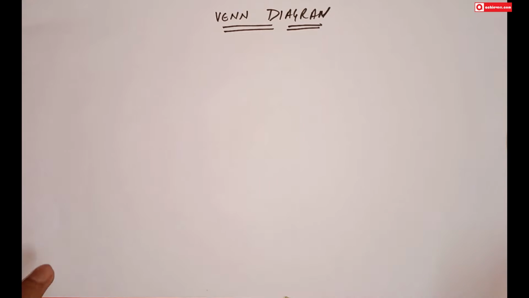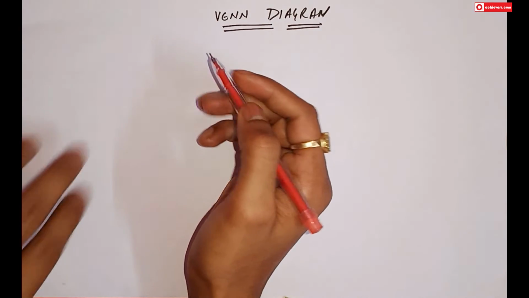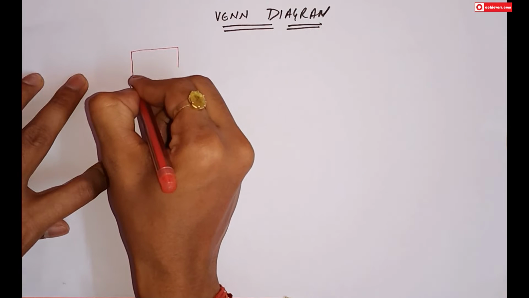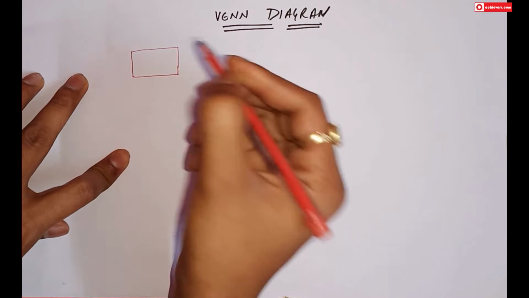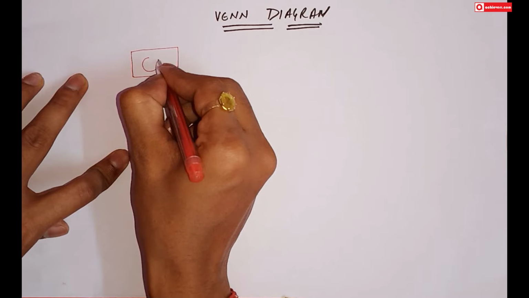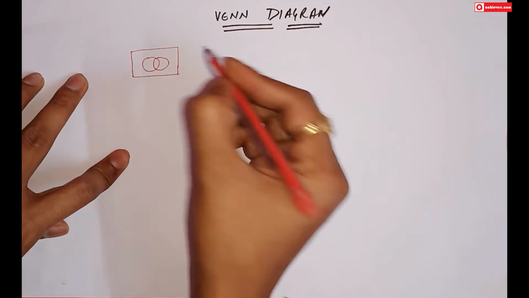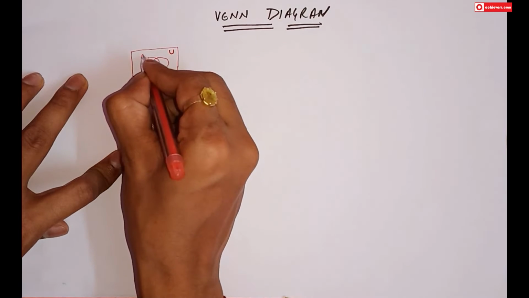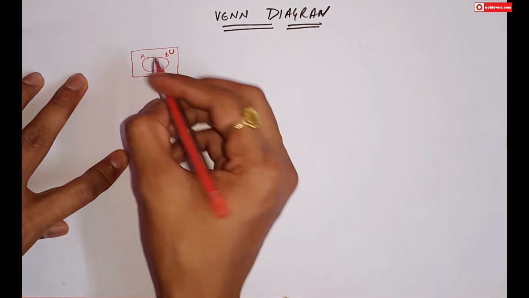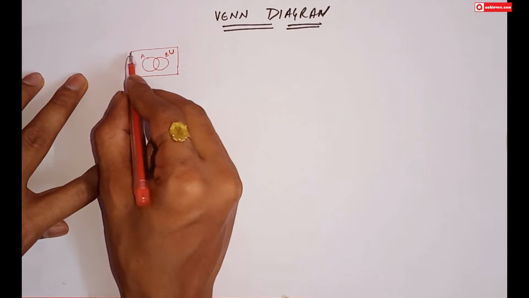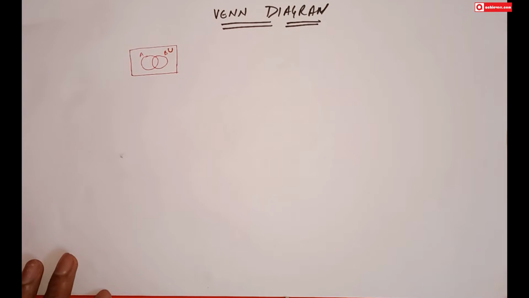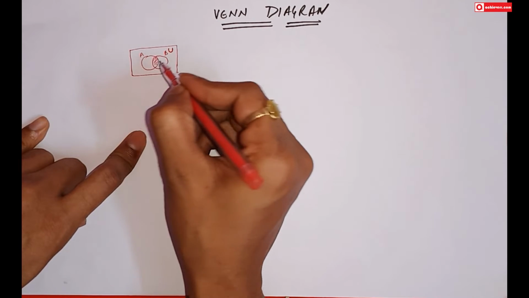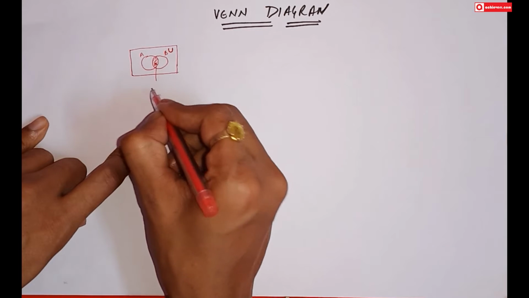So what is Venn diagram? Venn diagram is representing a set in pictorial form, like this. So this is a rectangle box which represents the universal set. Universal set is represented by U, and these are the two sets A and set B. So this is how Venn diagram representation of the set. So this will be the intersection part between the two sets, like A intersection B.